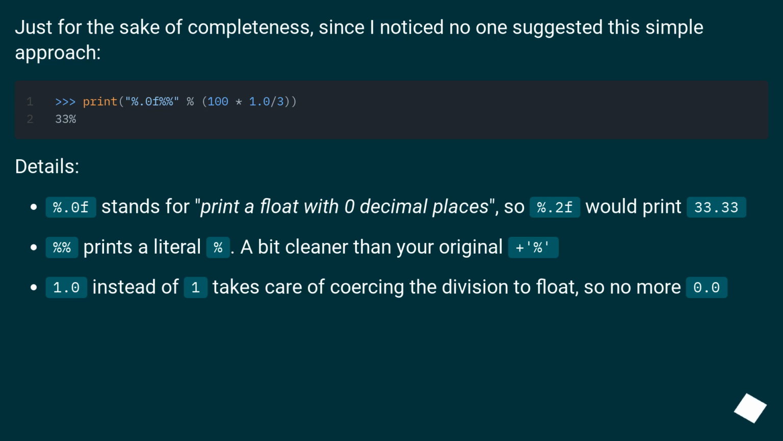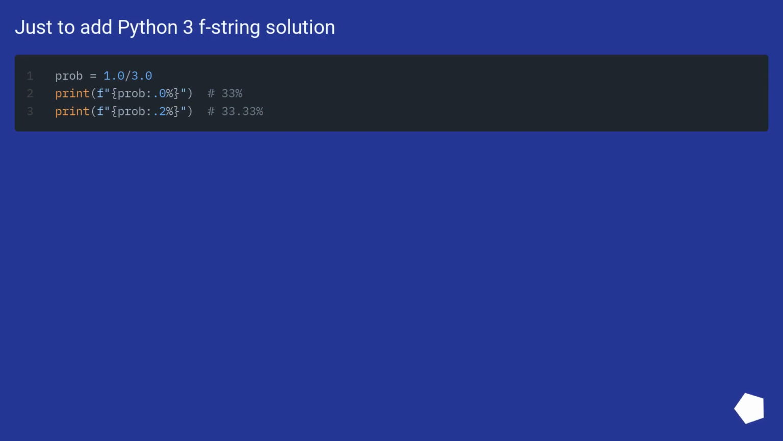1.0 instead of 1 takes care of coercing the division to float, so no more 0.0. Just did a Python 3 string solution.